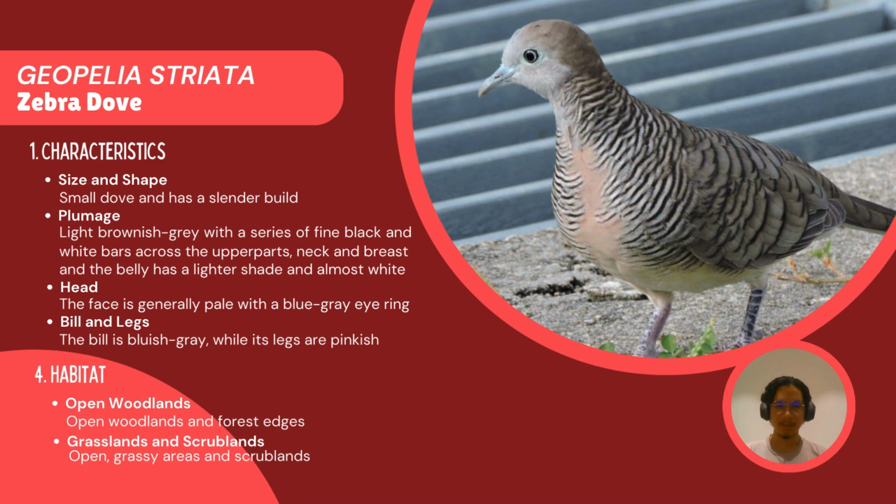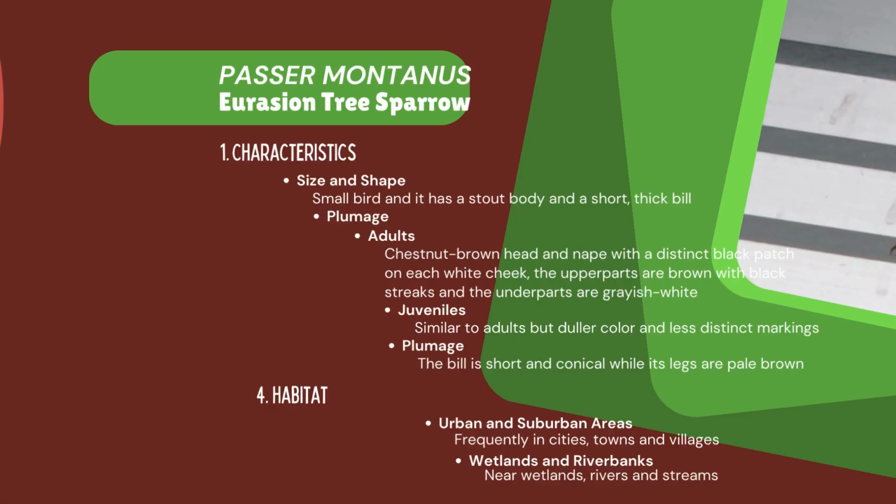As for their habitat, commonly they live in 2 types of areas. The first one will be open woodlands, where they live in open woodlands and forest edges. The second common place is grasslands and shrublands. They live in open grassy areas and shrublands.